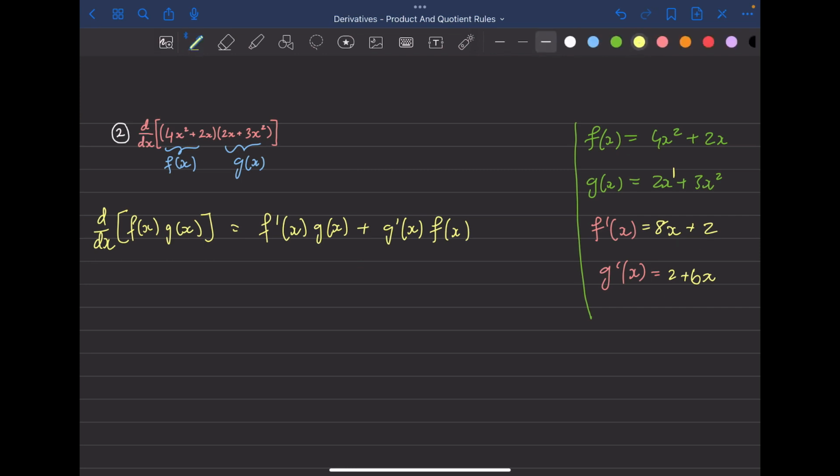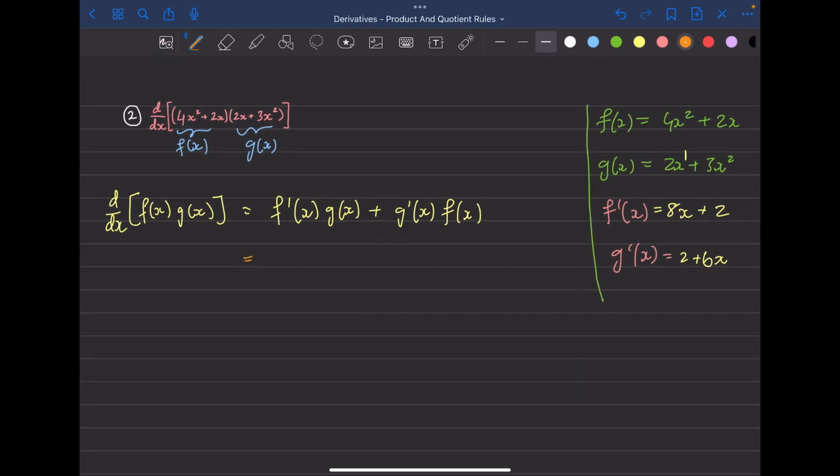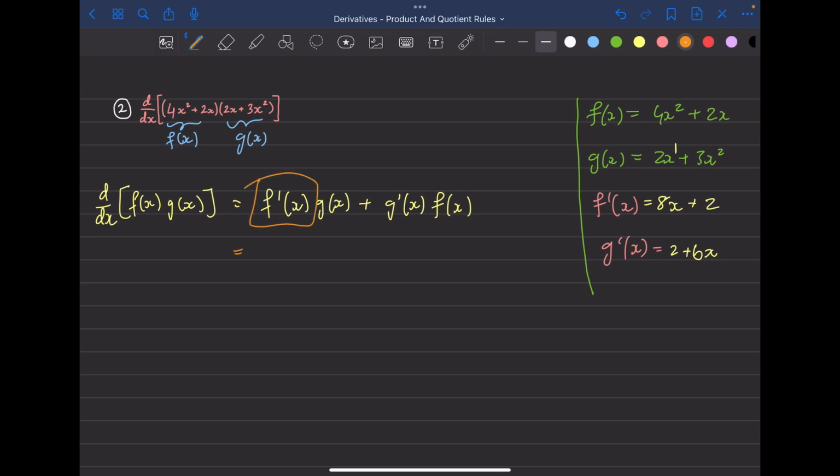But now let's actually plug everything in. This is the easiest part from here, but it also is the part that people make the most mistakes on because they start to lose focus. Since it's the easiest part, it doesn't mean that you can make wrong answers. So f prime of x, we know that this is 8x plus 2. And then g of x is 2x plus 3x squared. And then plus g prime of x, which is 2 plus 6x, multiplied by f of x, which is 4x squared plus 2x.